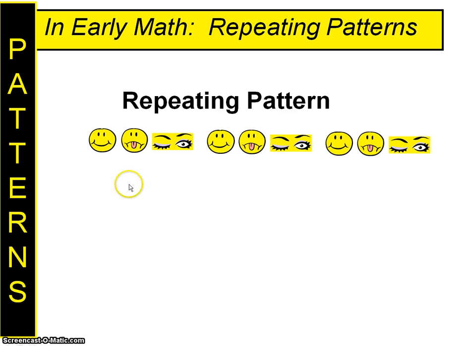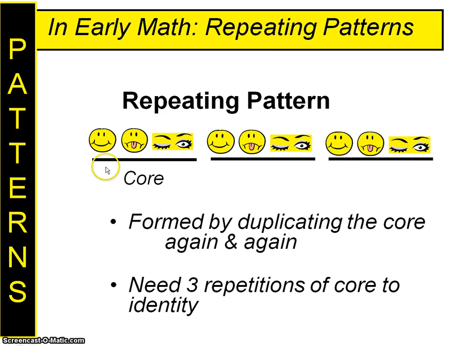Repeating patterns are something like this. Smile, stick out your tongue, wink. Smile, stick out your tongue, wink. What you have is a core that gets duplicated again and again and again. If you're giving a child a repeating pattern to identify, you want to make sure that you give them at least 3 instances of the core to work from. If you only put 2, it could be a growing pattern and they have no way to know.